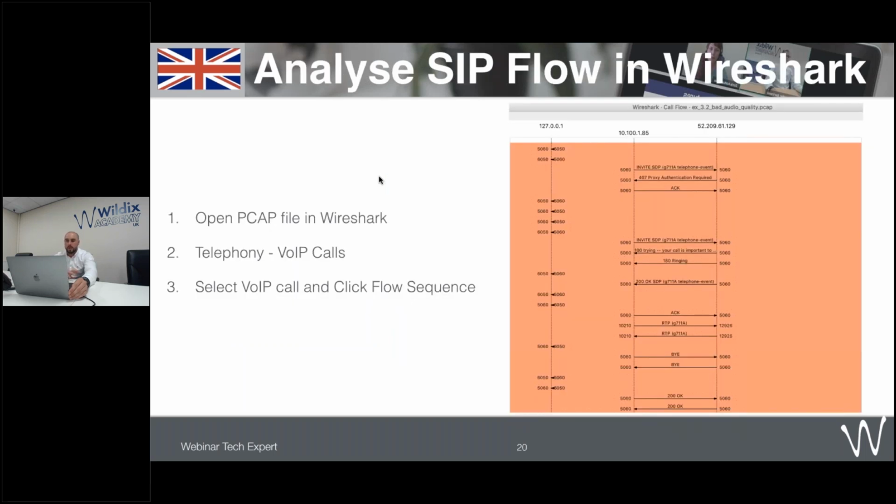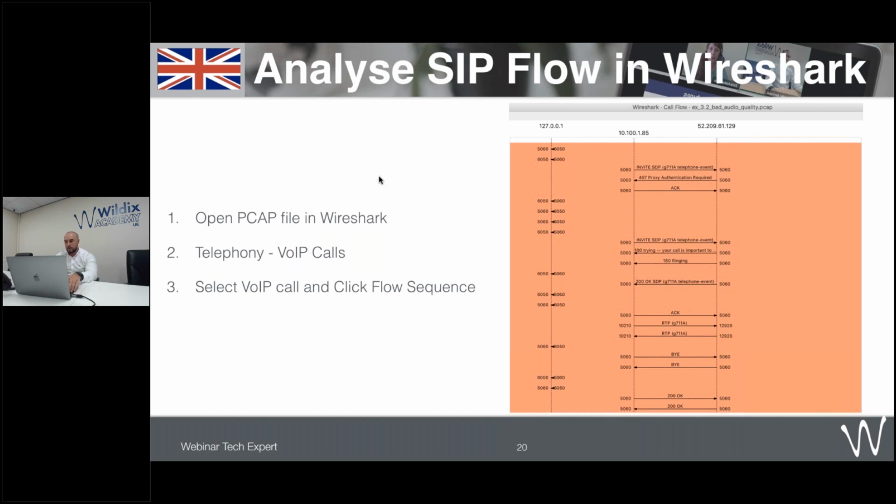So, how to analyze a SIP flow in Wireshark. The first thing you're going to want to do is open up the PCAP within Wireshark, and then you want to go to Telephony and VoIP Calls. Select the VoIP call that you want and click on Flow Sequence.